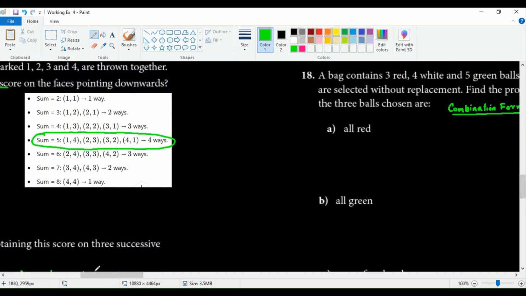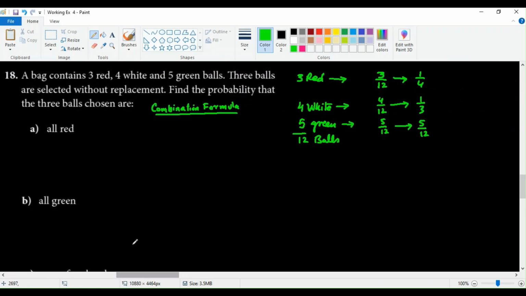Moving on to question number 18. It says a bag contains 3 red, 4 white, and 5 green balls. That means we are talking about altogether 12 balls. So 3 over 12 is 1 over 4, and 4 out of 12 is 1 over 3, and 5 over 12 is the probability of having green balls. That means in the question they are asking for all red balls. That means we are talking about out of 12.